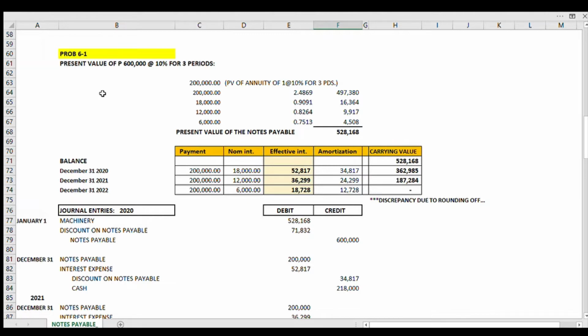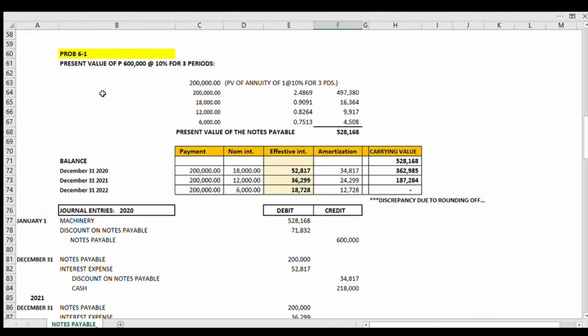16,364. On the second year, the interest is going to be 12,000, that is 400,000 times 3%, basing on the nominal interest rate, and it's going to be multiplied by the present value of 1 at 10% in 2 periods already. That is the second year, so 2 periods na. So the product is 9,917.